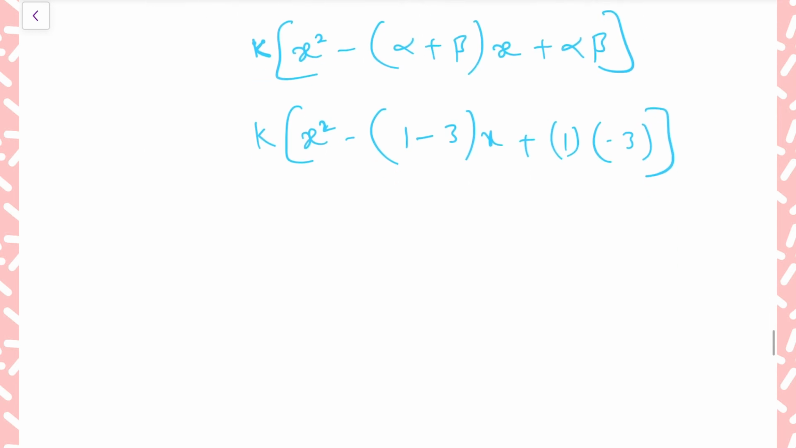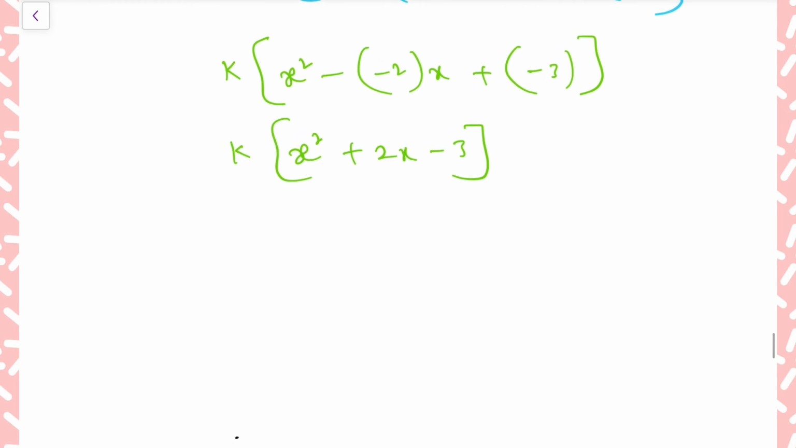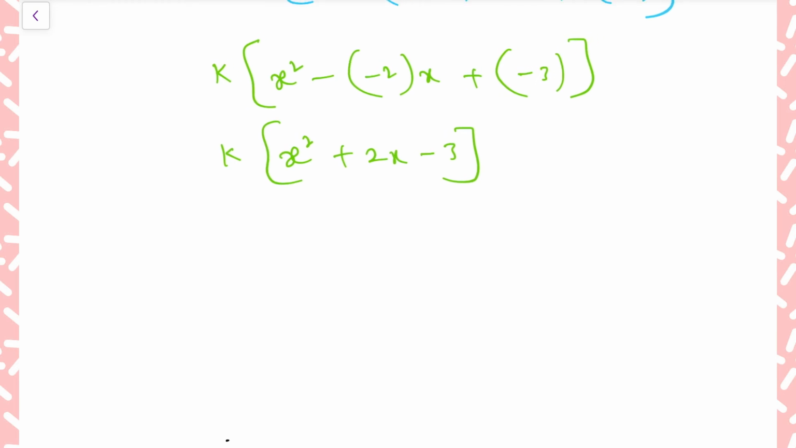Let us simplify this now. k into x square minus 1 minus 3, that is minus 2, into x plus 1 into minus 3. So k into x square plus 2x minus 3. In this case we don't have any denominator, right? So if denominator is not there, then take the k value as 1. So if k equals 1, then the required polynomial is x square plus 2x minus 3.